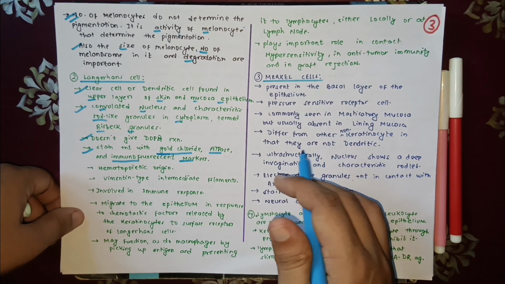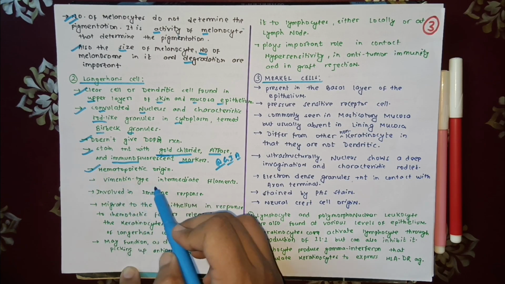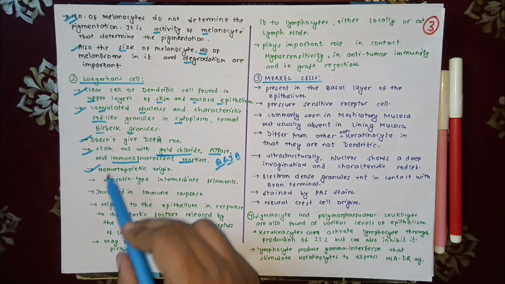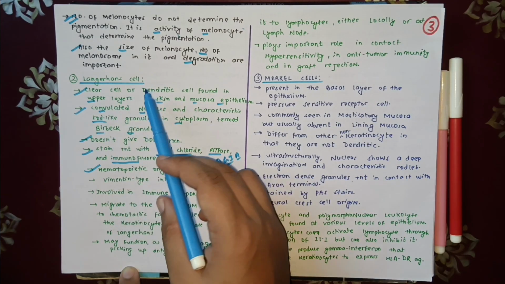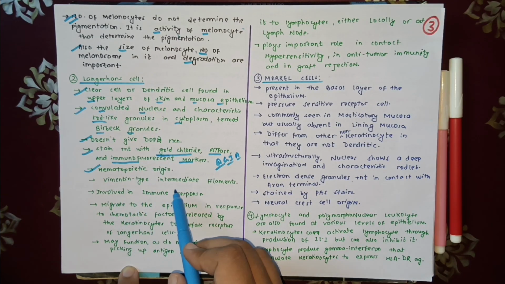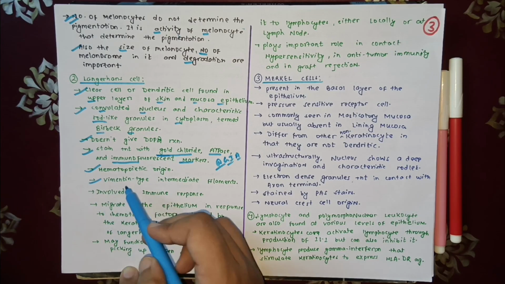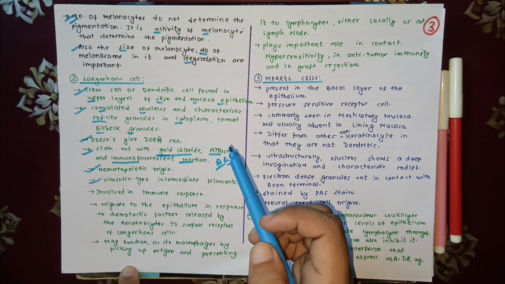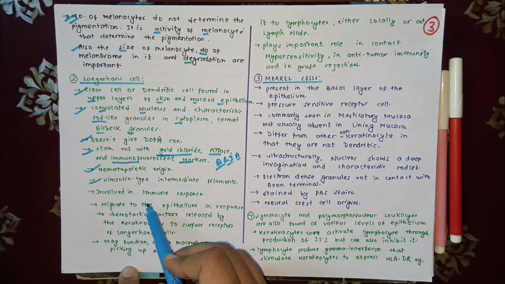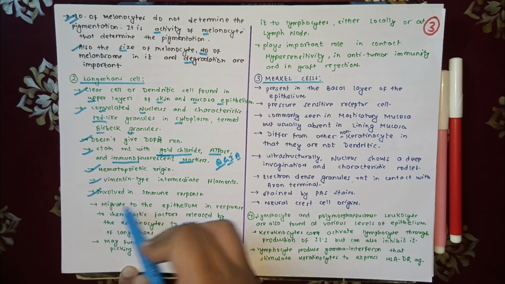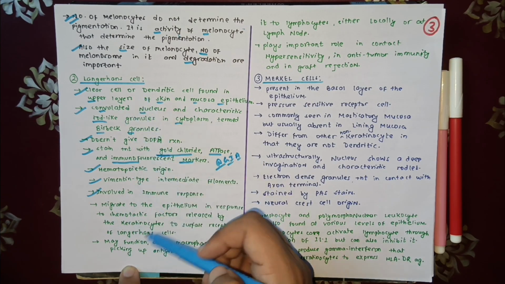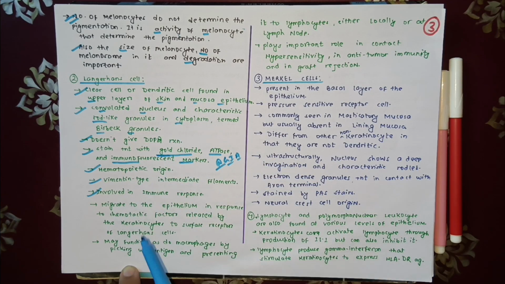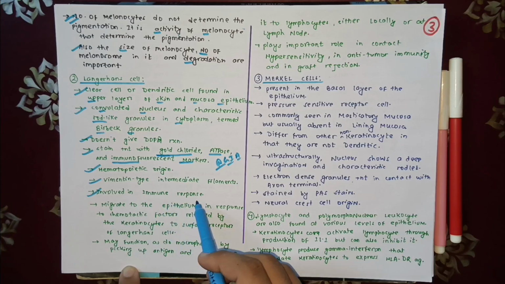And hematopoietic origin, this is very important. Previously it was thought to be of neural crest cell origin, but here it is a hematopoietic origin of the Langerhans cell. Vimentin type of intermediate filaments are present in this Langerhans cell. After that, it is involved in an immune response, and this is an important function of the Langerhans cell. I think you have studied about Langerhans cells in general pathology.